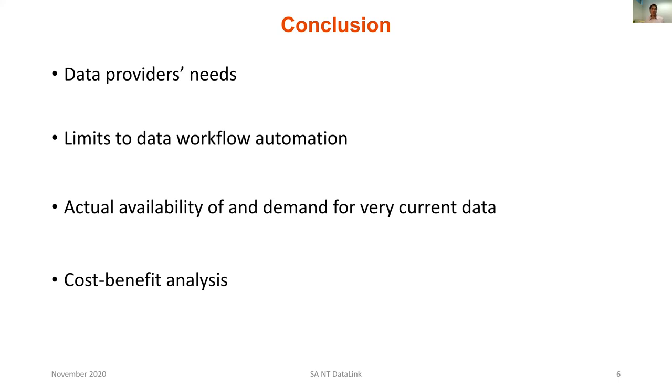At this stage, at SANT DataLink, we haven't made a final decision on the type of automated data transfer solution we will adopt. We are still considering the different options discussed in this talk, as well as their implications for our partners before we make a final call. Nevertheless, we wanted to share our thoughts in order for other organizations to potentially build on our learnings.